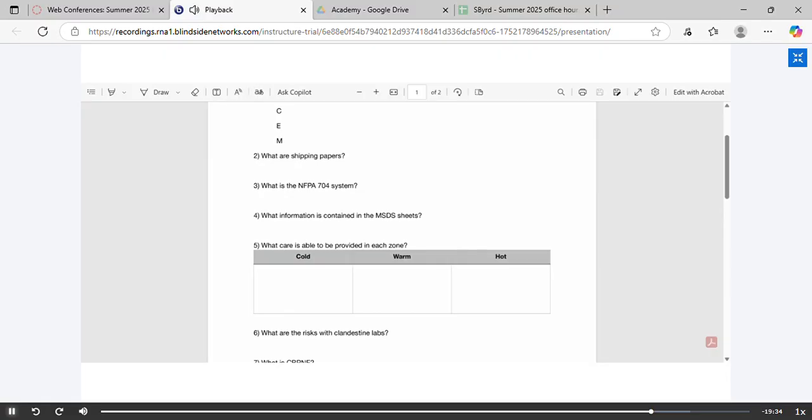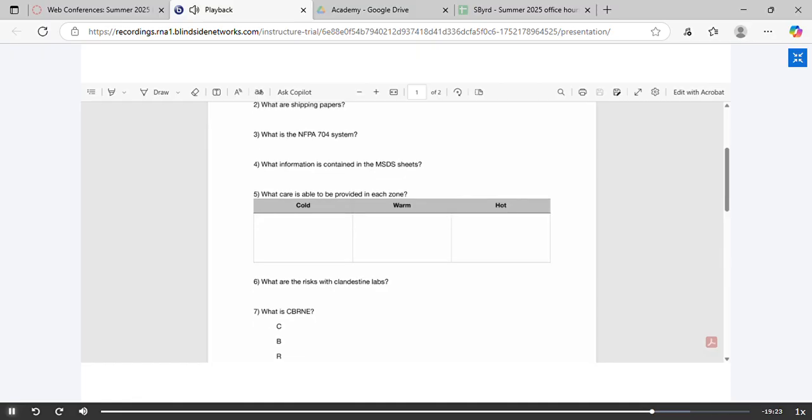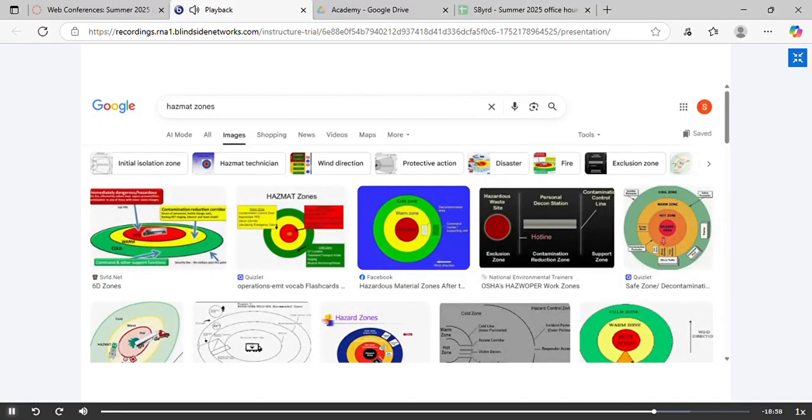Okay. Now let's talk about an actual hazardous materials scene, because you're going to have different hazmat zones. You're cold, you're warm, and you're hot. Okay. The cold is obviously the furthest away from the spill, if you will. The hot is going to be the area immediately surrounding the release of the substance. So let's pull up a picture, and it's definitely going to help us figure this out. Okay. Hazmat zones. All right. So let's take a look at this.